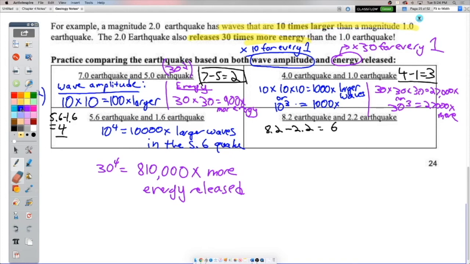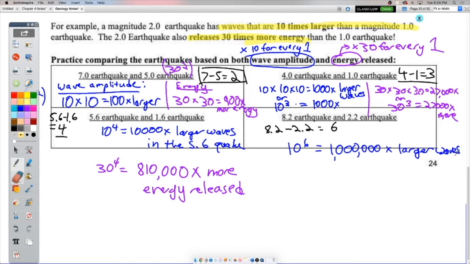You can punch that in your calculator. That would work. Or you could do 10 to the power of 6. Just saves you a little bit of time. It's the same thing, right? So 10 to the power of 6 equals 1 million times larger waves. So the waves will be 1 million times bigger in an 8.2 earthquake than in a 2.2 earthquake.